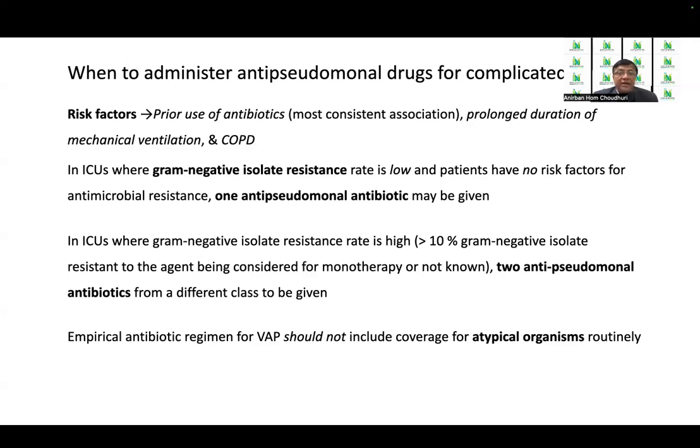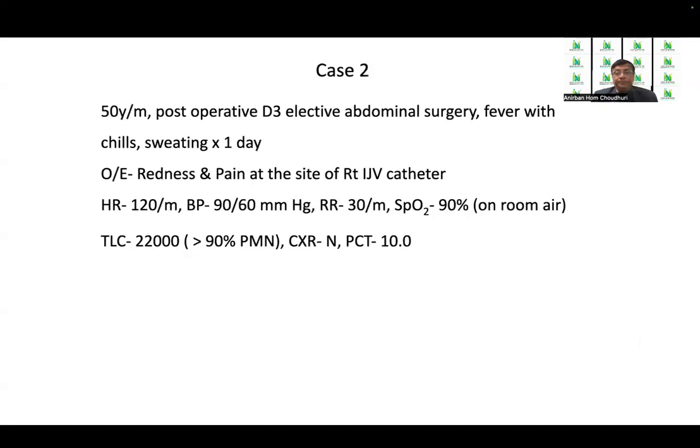But when the resistance rate is high, that is more than 10%, then two anti-pseudomonal antibiotics from a different class have to be given. And the empirical antibiotic regimen for VAP should not cover atypical organisms routinely. Atypical organisms like Mycoplasma, Legionella, etc., for which we give other drugs. We give erythromycin, etc. So that can be avoided, should not be given routinely.